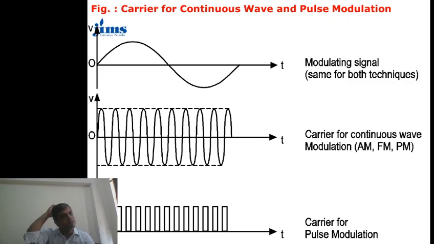modulation. So here, see here, the first signal is a modulating signal, and these are the carrier signal, and it is the carrier for the pulse modulation. See here, the carrier used for the continuous signal is sinusoidal in nature, but the carrier used in the case of the pulse modulation system is a square waveform or pulse train.